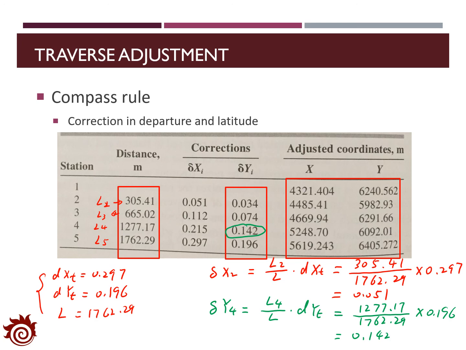With that, you can find out the adjusted coordinates. For the first one, the station 1, we don't need to do any adjustment. While for the second one, based on the original coordinates that we estimated from the previous example, we can then add the correction to the original coordinates. With that, we can find out all the adjusted coordinates for the other 4 points, 2, 3, 4, and 5.